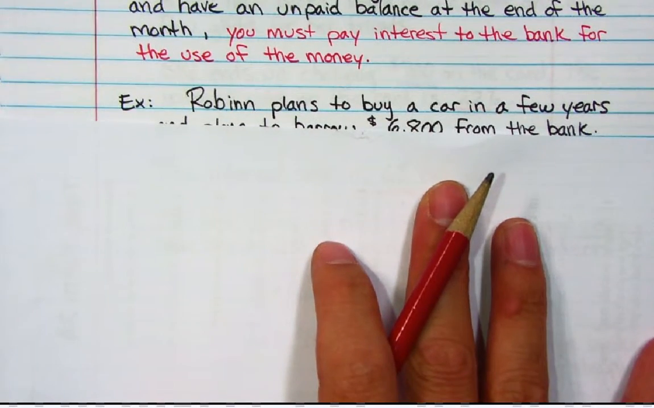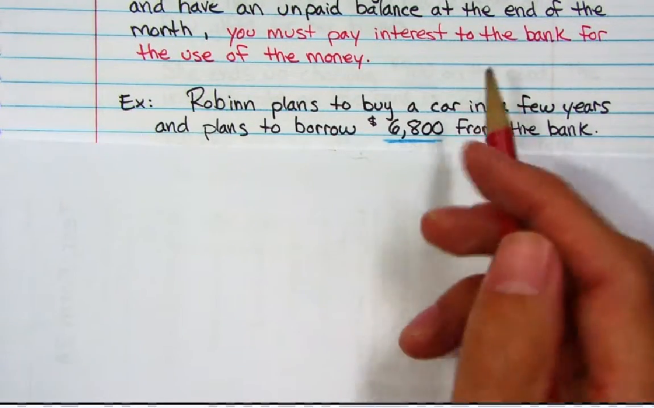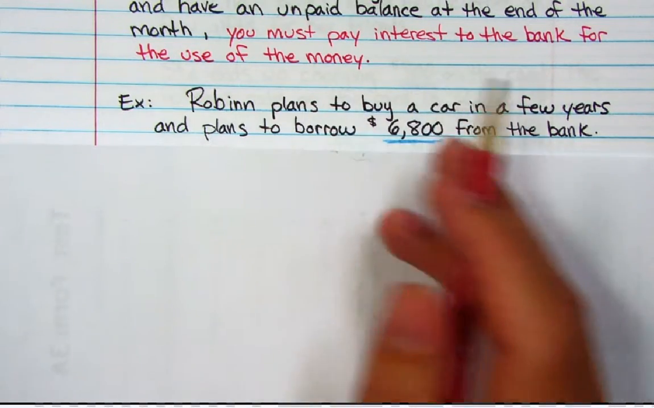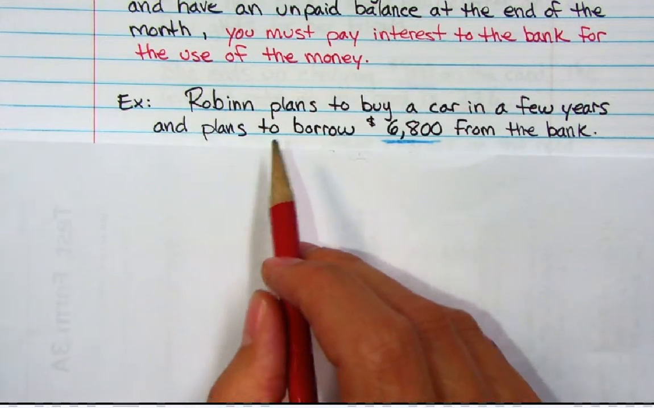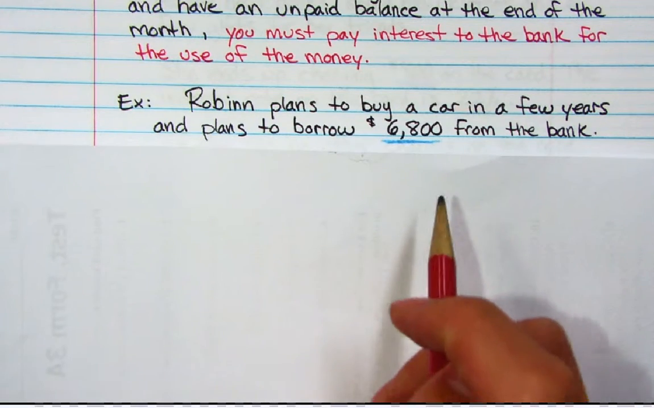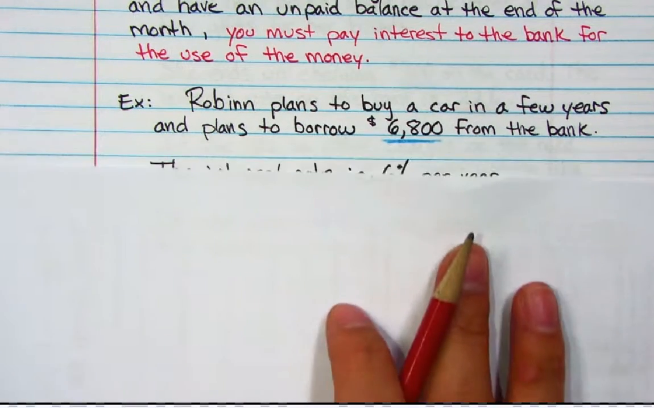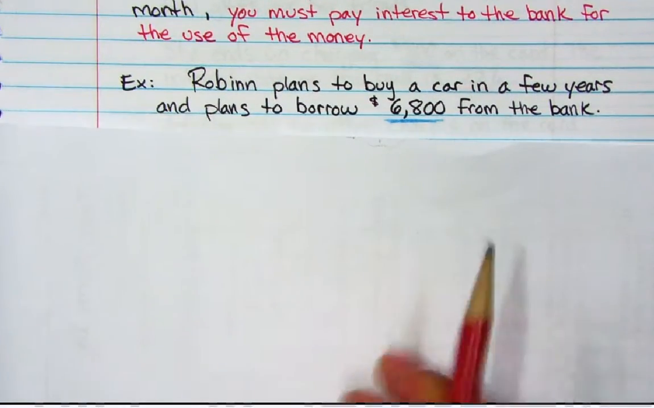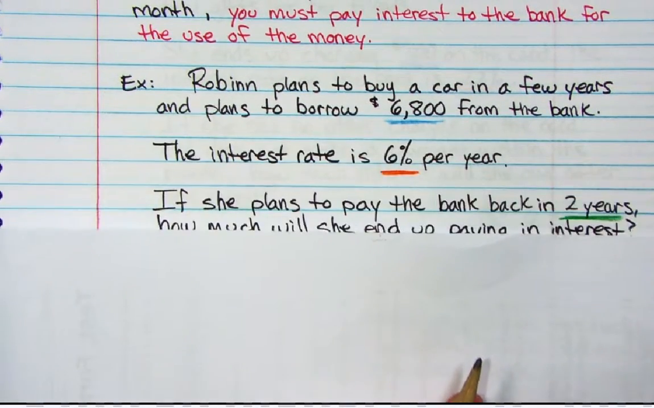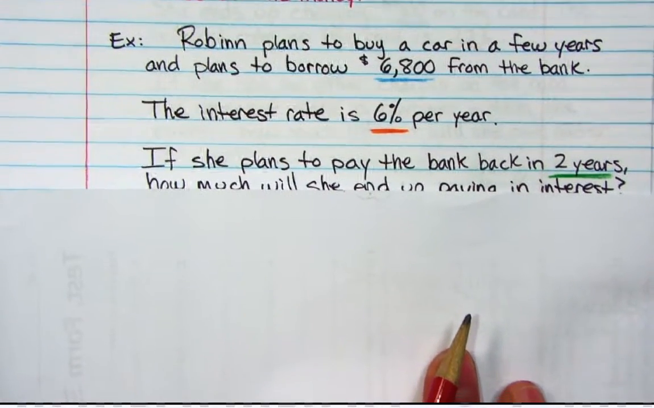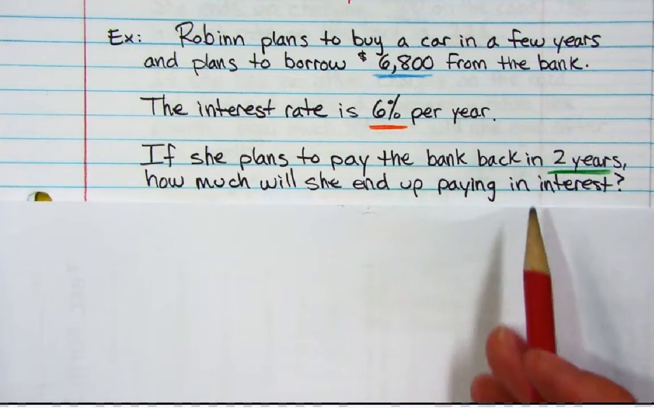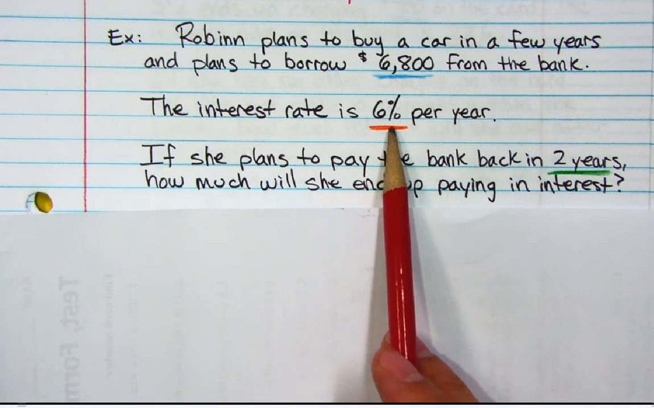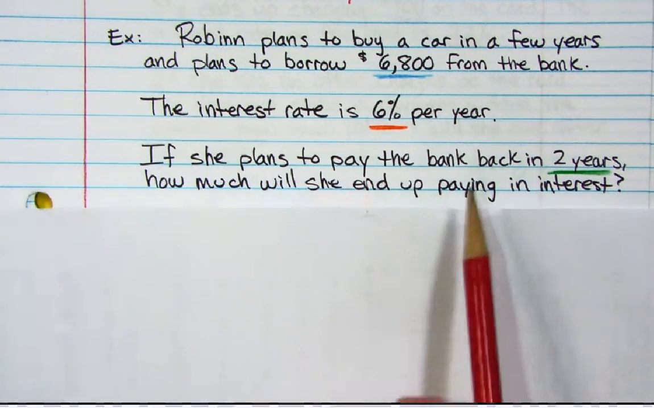So Robin plans to buy a car in a few years. She's not ready to drive yet, but she wants to buy a new car or a used car or whatever. She needs to borrow $6,800 from the bank. Wow. Okay. So she's trying to figure out the numbers right now. If the interest rate is 6% a year, and she plans to pay the bank in 2 years, so she borrows this money, they're going to charge her 6%. How much is she going to end up paying after 2 years?